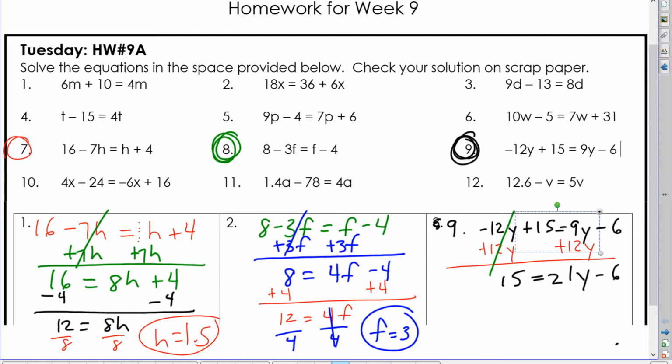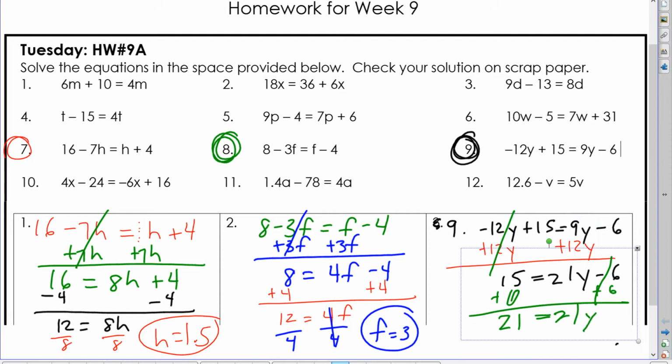Now I'm going to add 6 to both sides. Add 6. And I get 21 is equal to 21y. Oh no, my marker's acting really funny. Divide both sides by 21. And I get y is equal to 1. That was rough, but I think you get the idea.